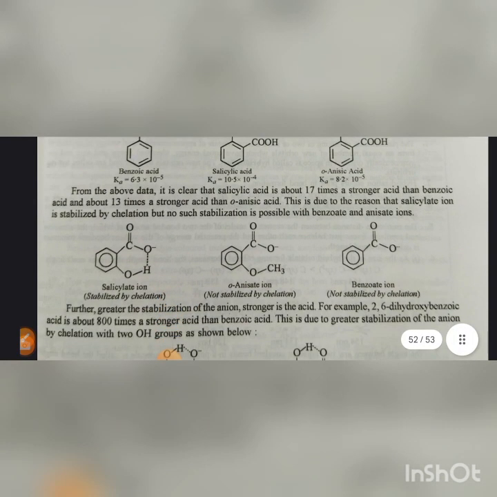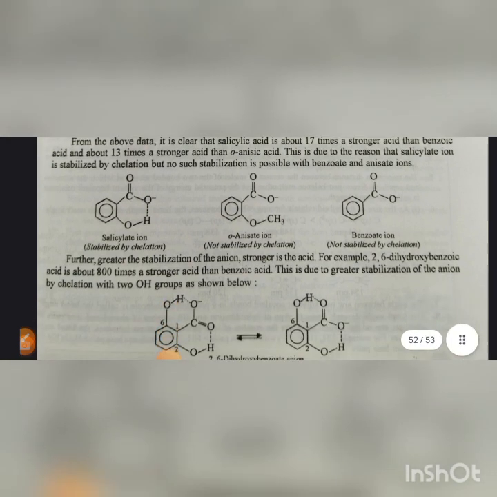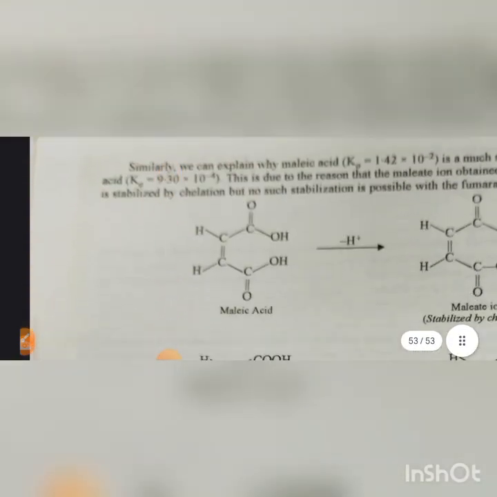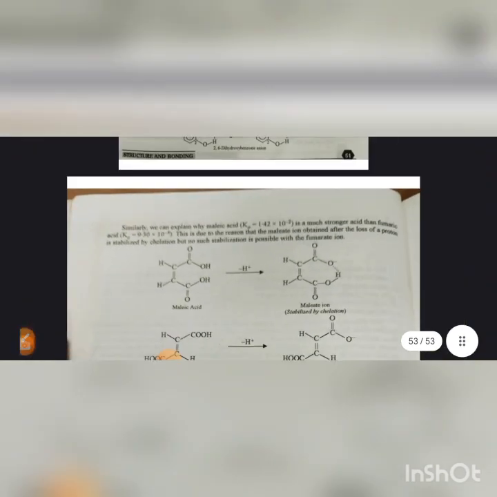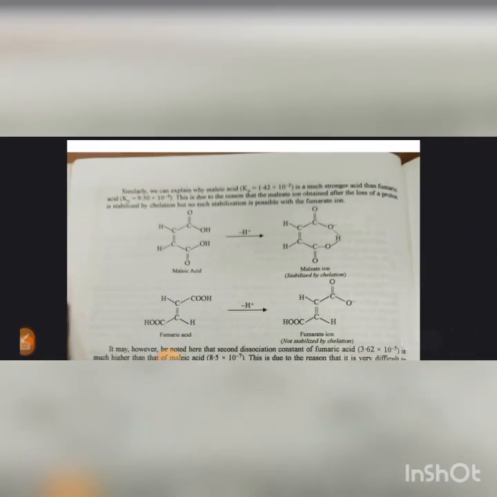This is due to the reason that the salicylate ion is stabilized by chelation, but no such stabilization is possible with the benzoate ion and anisate ion. Further, the greater the stabilization of the ion, the stronger is the acid. For example, 2,6-dihydroxybenzoic acid is about 800 times a stronger acid than benzoic acid. This is due to the greater stabilization of the ion by chelation with two OH groups, which is shown in the below figure. Similarly, we can explain why maleic acid is much stronger than fumaric acid.